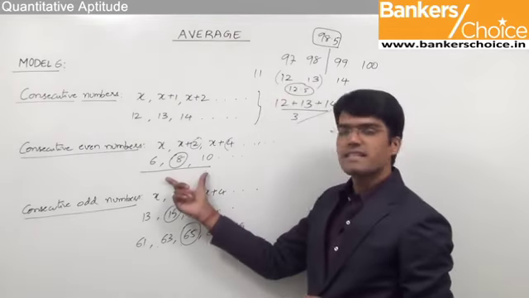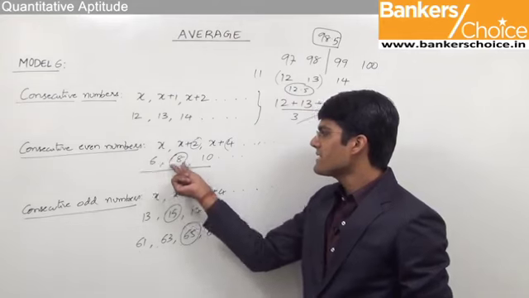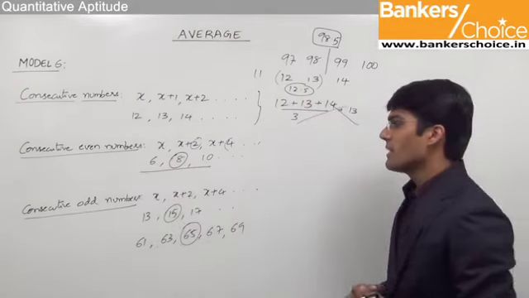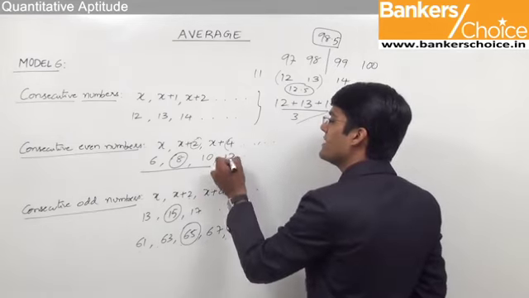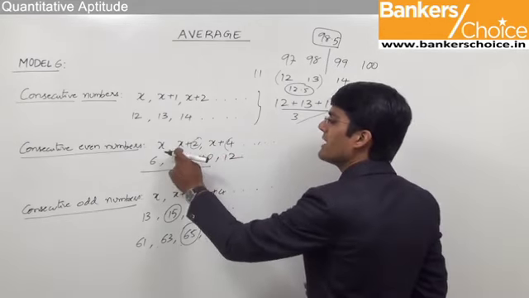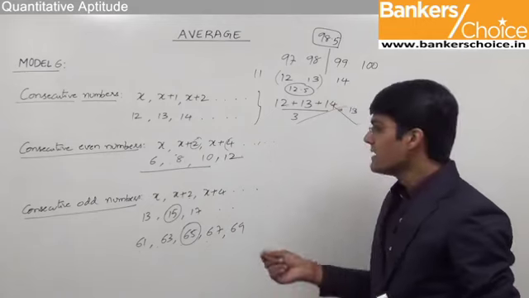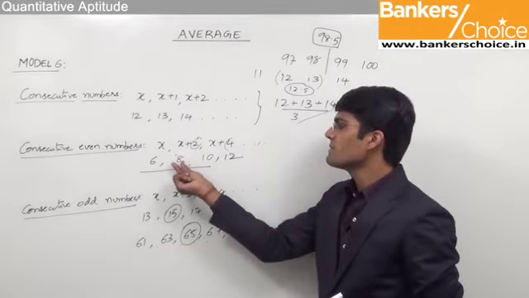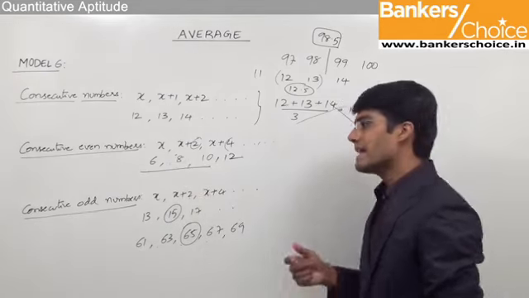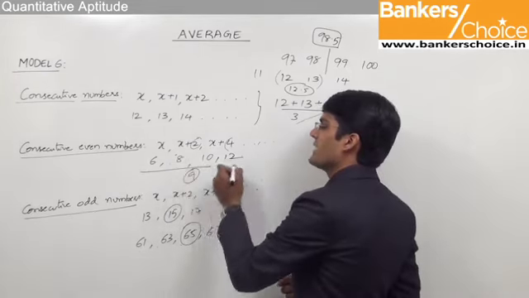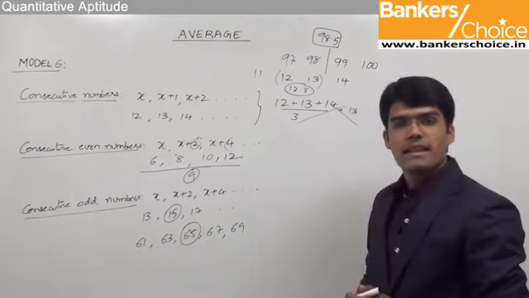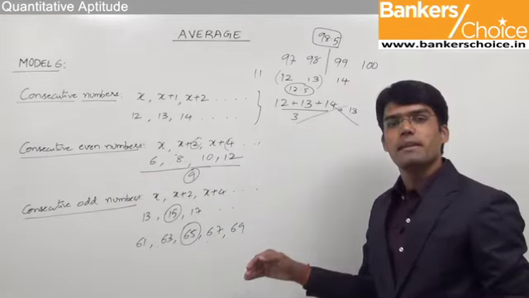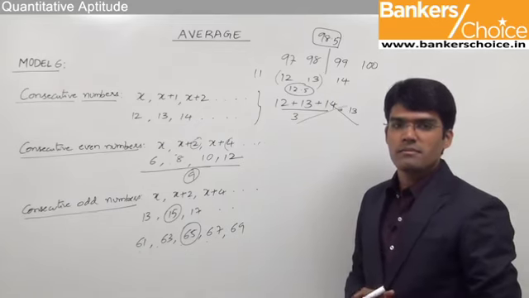Likewise, in case of consecutive even numbers, we have 6, 8 and 10. So the average was 8, that is the middle number. But if we have 6, 8, 10 and 12, then the average cannot be taken as 8. In this case, the average will be the average of 2 middle numbers. That is the number which comes between 8 and 10. And that number is nothing but 9. So we can say that average of 6, 8, 10 and 12 should be 9. And the same concept is applicable in case of consecutive odd numbers as well.